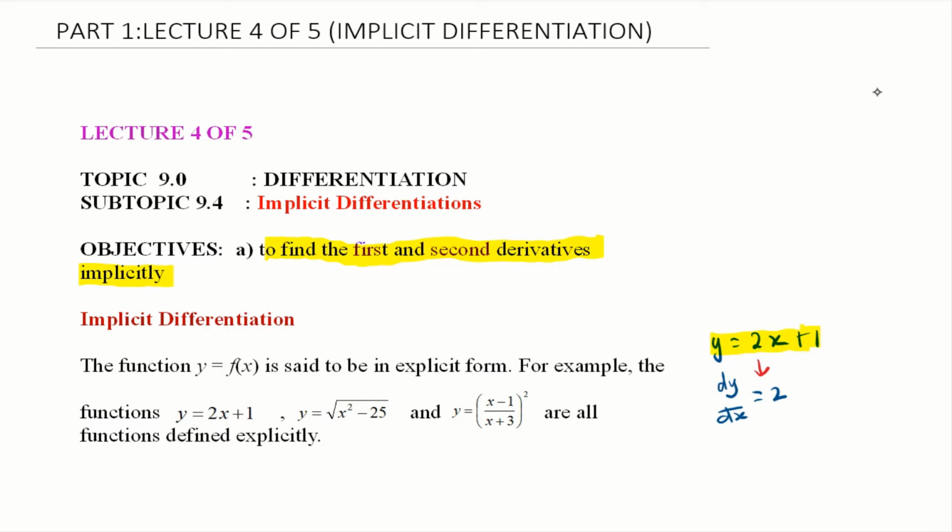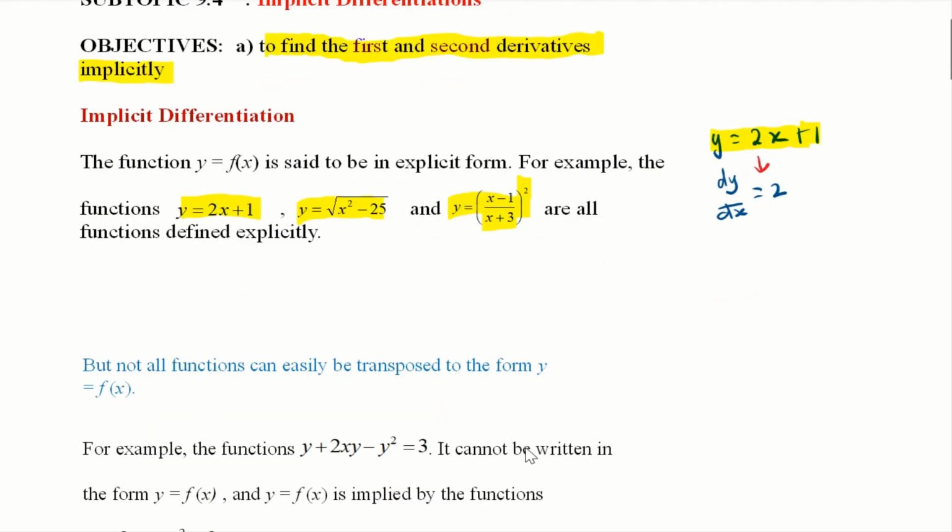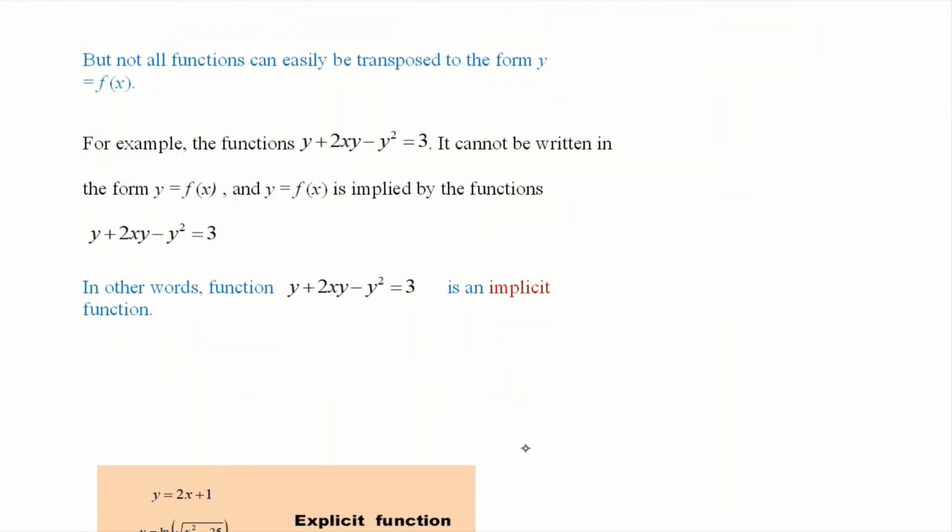For example, the function y equals sec(x squared minus 25) is also in explicit form. Y equals (x minus 1) over (x plus 3) squared is also called an explicit function. Okay, what is an implicit function? For example, the function y plus 2xy minus y squared equals 3. This is called an implicit function.